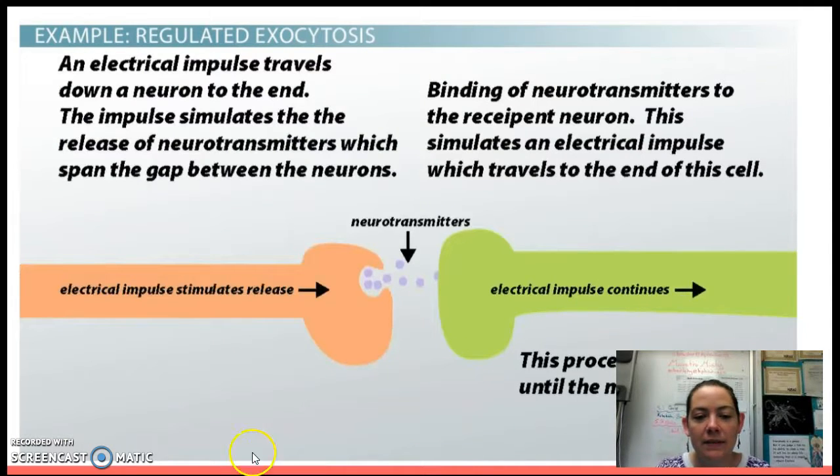Another example of this is in your neurons. Anytime your brain is sending a message to your feet to move, an electrical current is going down one neuron, and then all these little neurotransmitters are inside this cell. They go in a little vesicle that fuses with the cell membrane, and they get shipped out of the cell, and then they bind to the next neuron so that the electrical impulse can continue on down to your foot, telling it to move.